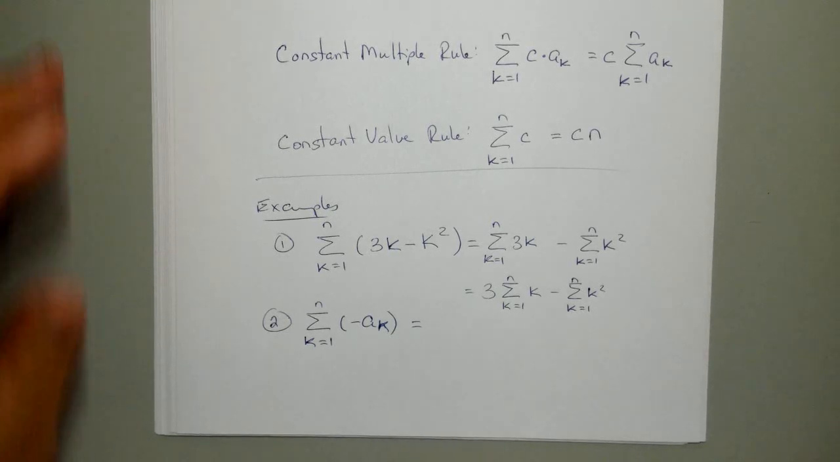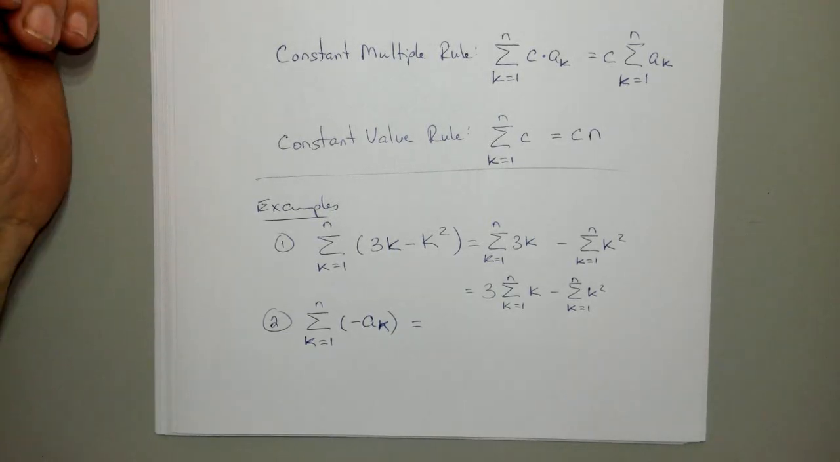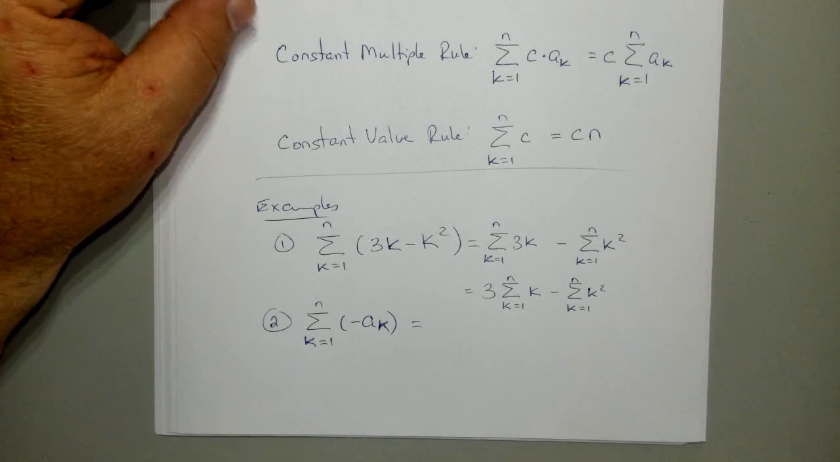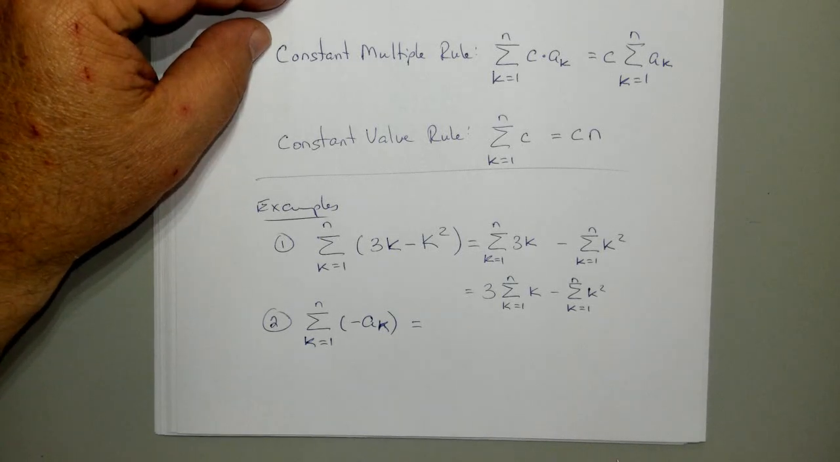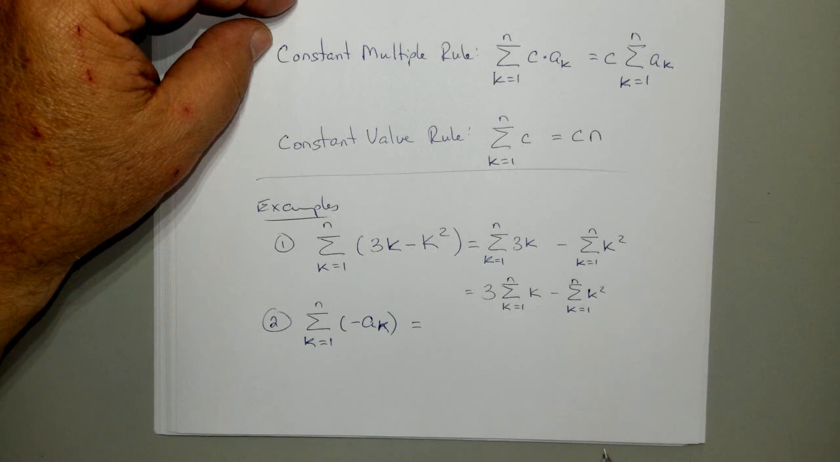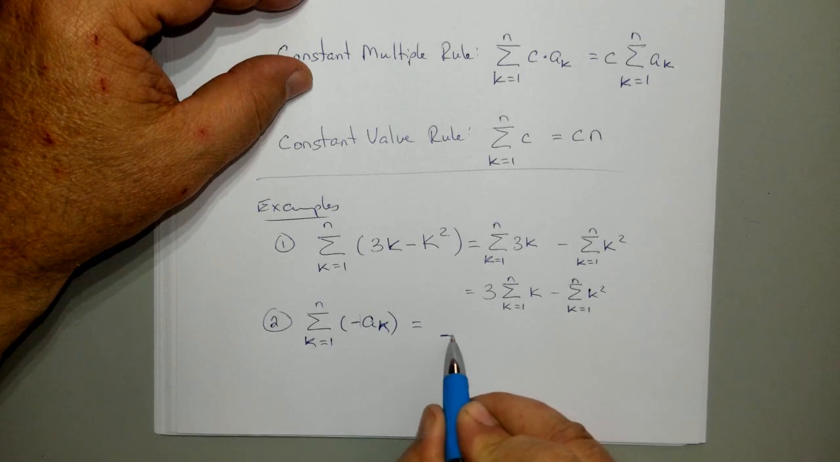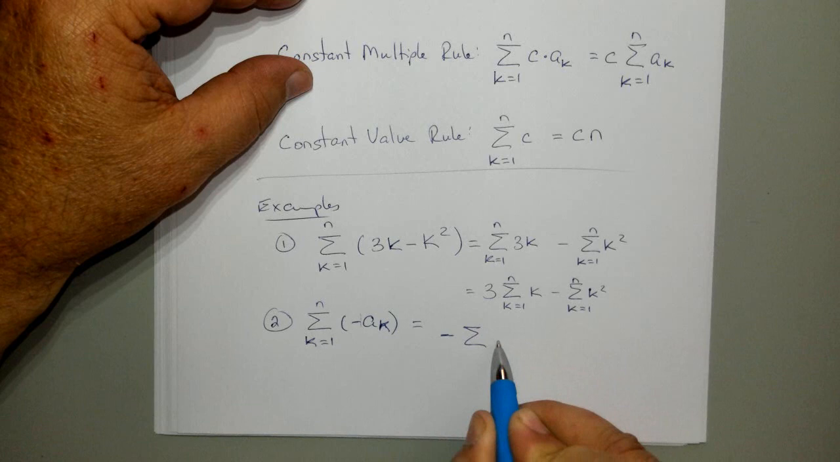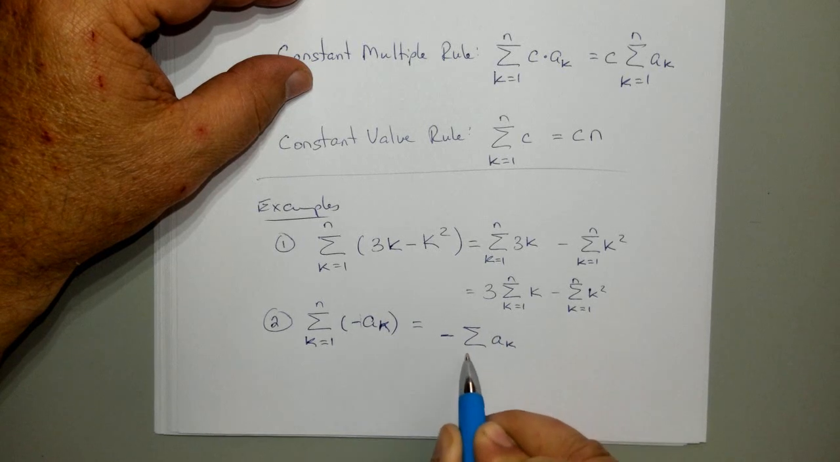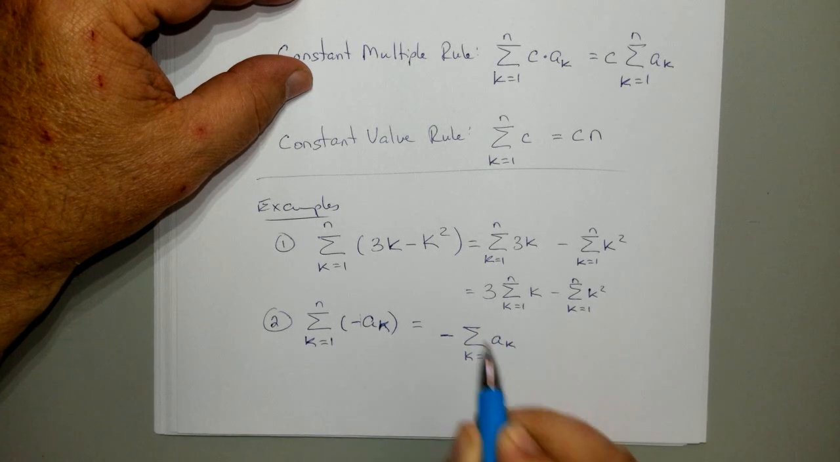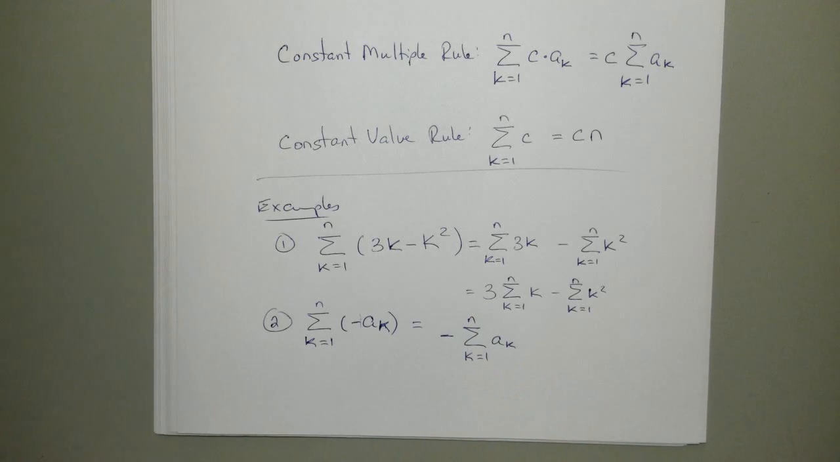Number 2 is the same way. Constant multiple. This negative is actually a negative 1. We can factor that negative 1 out in front.